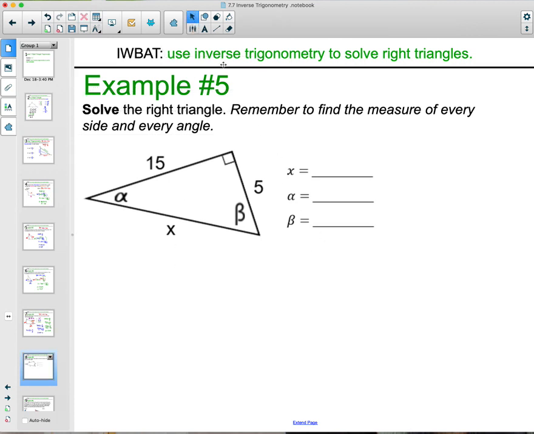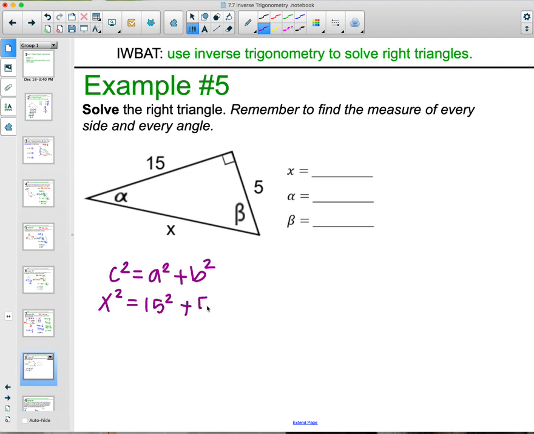Okay, so solve this right triangle. So now this one has two sides given to you, and you're looking for the third one. So there you can just do Pythagorean theorem because you know 2 out of 3 sides. So we'll just do c squared equals a squared plus b squared. So c squared is the x, so x squared equals, and then you can put the 15 and the 5 in any order you want.